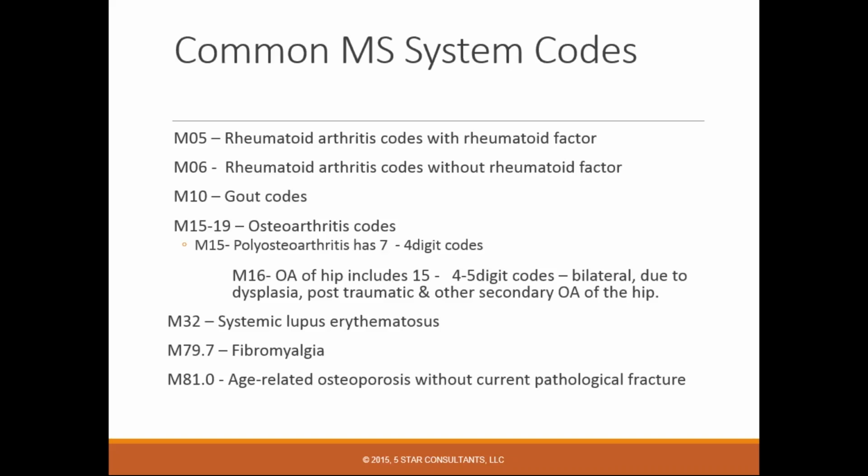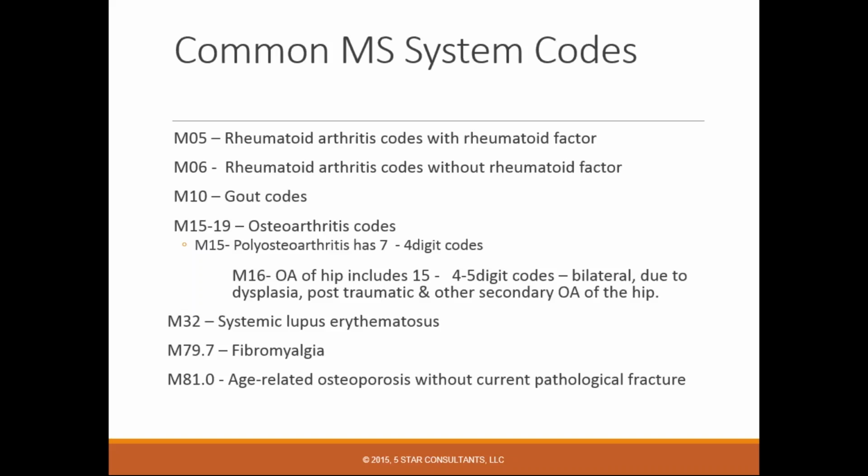M10, gout codes. M15 to 19, like I said, M15 is polyosteoarthritis, and there are 7 4-digit codes for it. M16, for example, osteoarthritis of the hip, includes 15 4- to 5-digit codes. Bilateral, due to dysplasia, post-traumatic, and other secondary osteoarthritis of the hip. Lupus is M32 category. Fibromyalgia is M79.7.